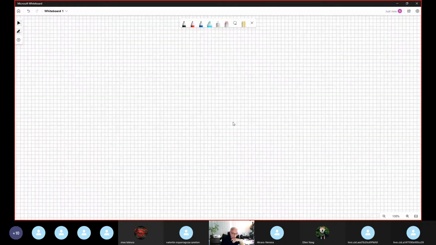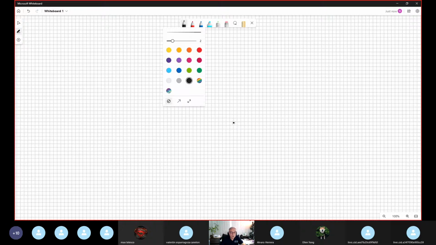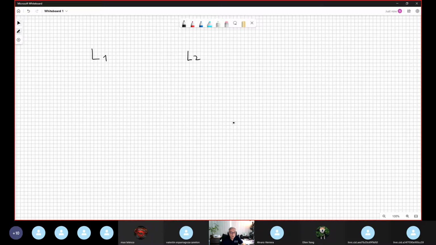Okay, let's go on to the relationship between two lines. Line 1, line 2. Well, we have three possibilities. One possibility is that the lines intersect at one specific point. Another possibility is parallel lines.